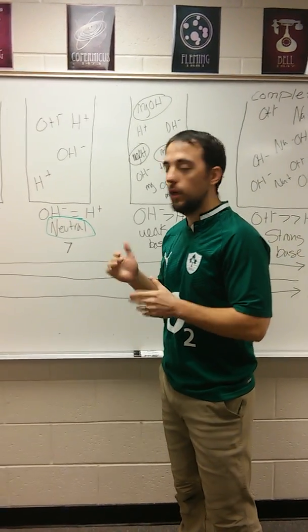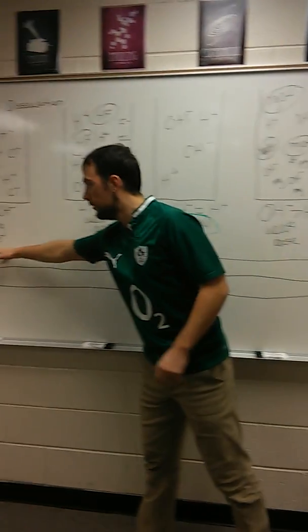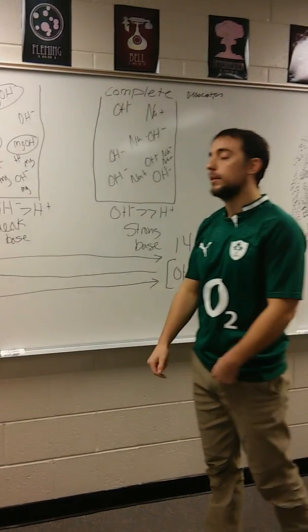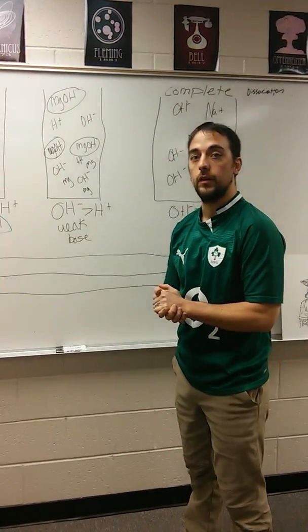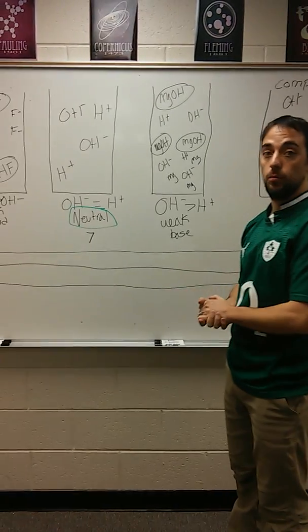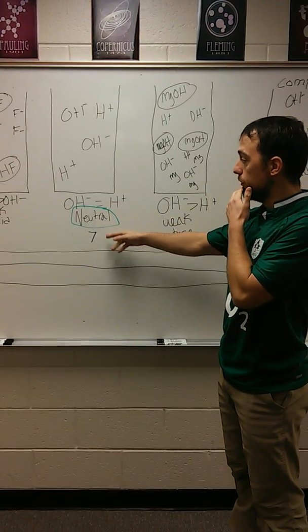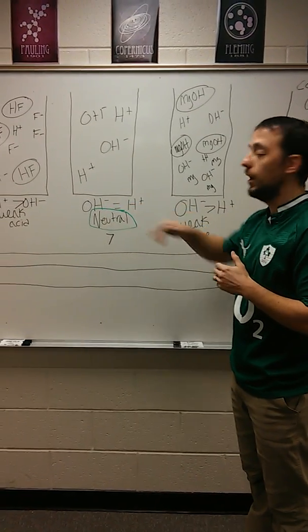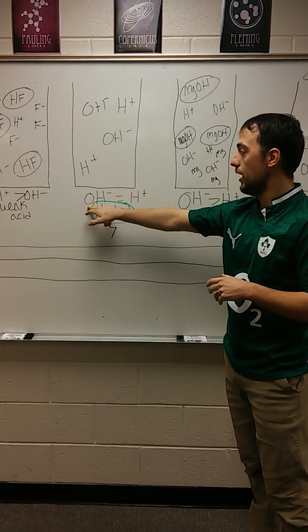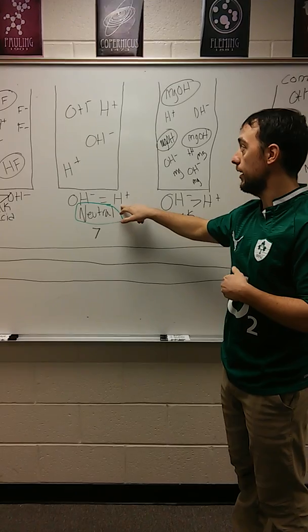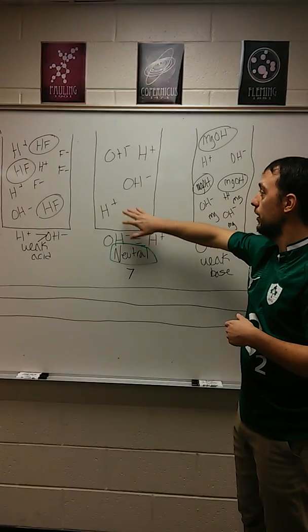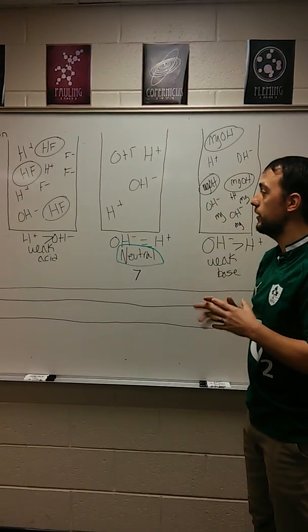So we know that our chart goes from 0 to 14, and that's the pH scale, right? What we want to get out of this is that 7 is our neutral point. That's why it says neutral 7. It's going to have an even number of hydroxides and hydrogens. So in this solution, you have the same amount of hydroxides and hydrogens.